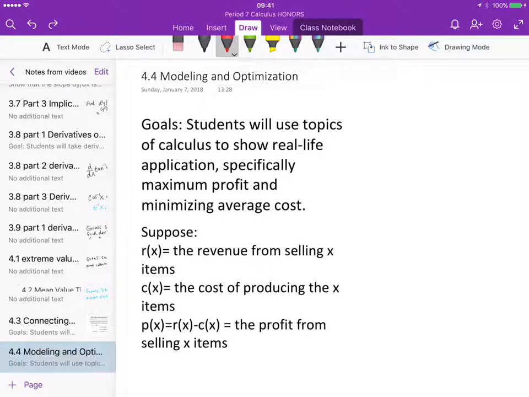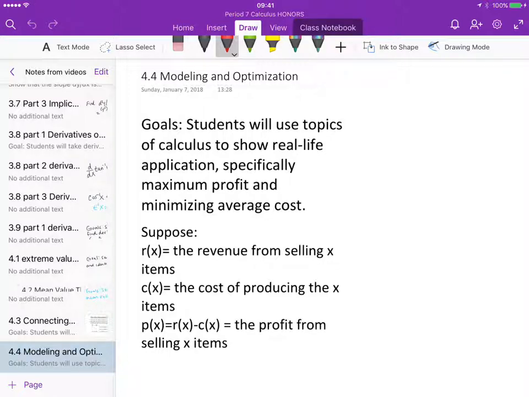Alright guys, within this video we're going to look into section 4.4, which is talking about modeling and optimization within calculus. Now we're not going to spend a whole lot of time in this section, but we're going to utilize it in a way just to kind of further prove how calculus is used in real life circumstances, and it's not just a bunch of gibberish that we give you.